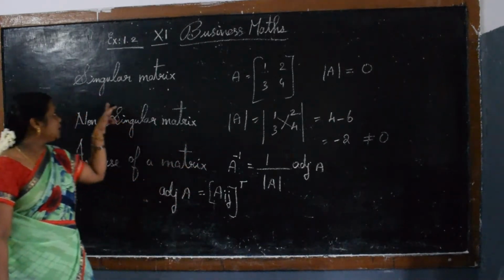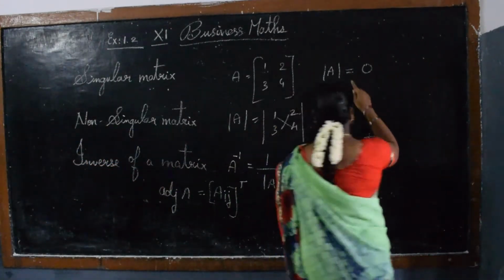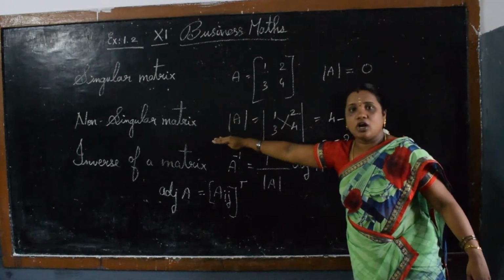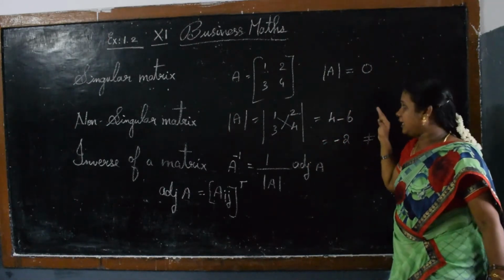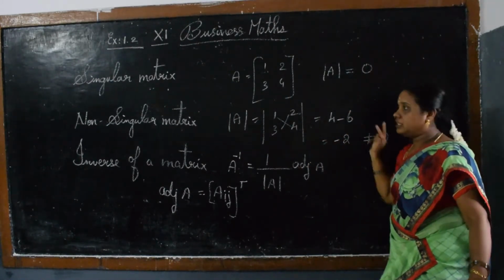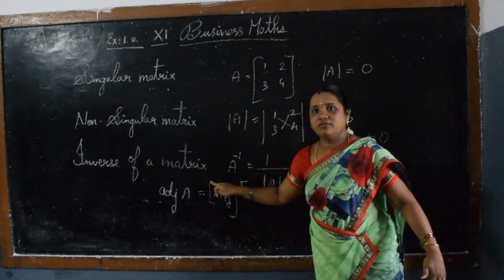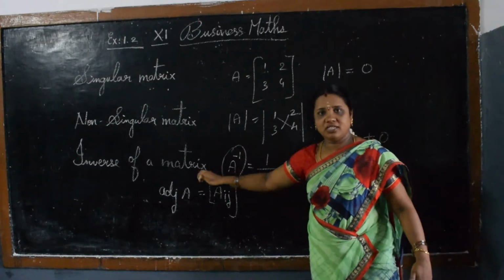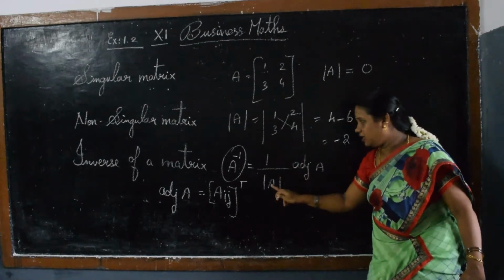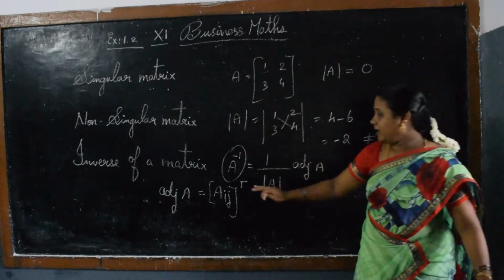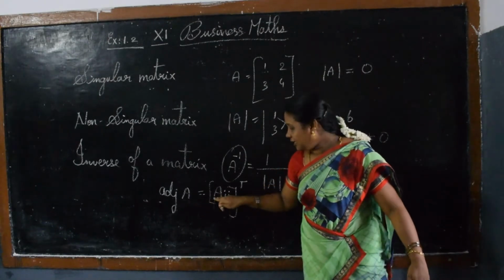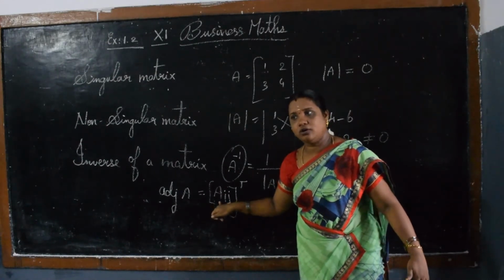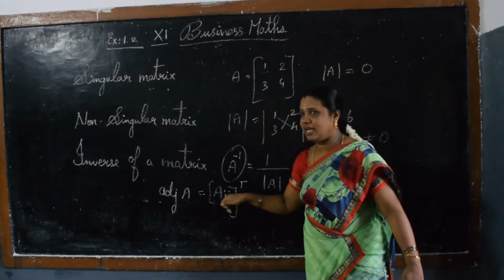Okay, children? Singular matrix means the determinant of A should be equal to 0, then the given matrix is said to be a singular matrix. If the determinant of A is not equal to 0, then that is a non-singular matrix. What is the inverse of a matrix? It is denoted by A inverse. This is the symbol. How can you find the inverse of a matrix? Therefore this formula, 1 by determinant of A into adjoint of A. What is meant by adjoint of A? Adjoint of A means find the cofactor. Already you know, last class I explained everything about cofactor. Find the cofactor and take the transpose of the given matrix. That is the adjoint of A.